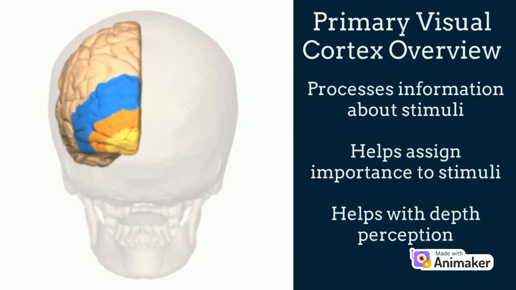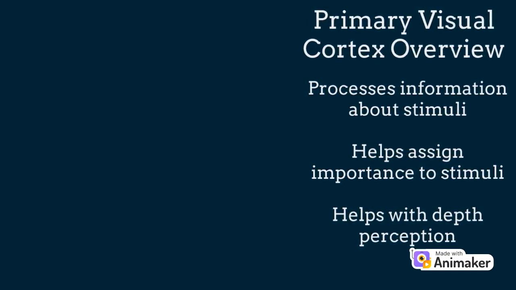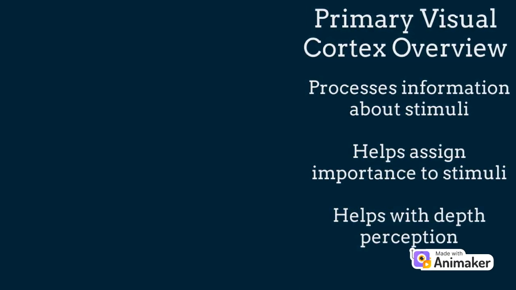This is done by interpreting information about stimulus size, direction of movement, and orientation. It helps us distinguish between a foreground and a background. The V1 also helps us with depth perception so that we can interact effectively with our environment.